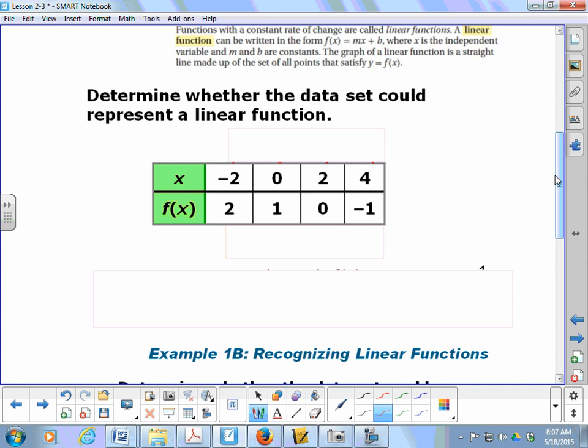When you look at the x values here, -2, 0, 2, and 4, do they change by the same amount each time? There's a way to figure that out. We take the next number and subtract the previous number, and we do it for all of them. We get a change of 2 each time. 0 minus -2 is 2. 2 minus 0 is 2. 4 minus 2 is 2. So since the x values are changing at the same rate, we're good so far.